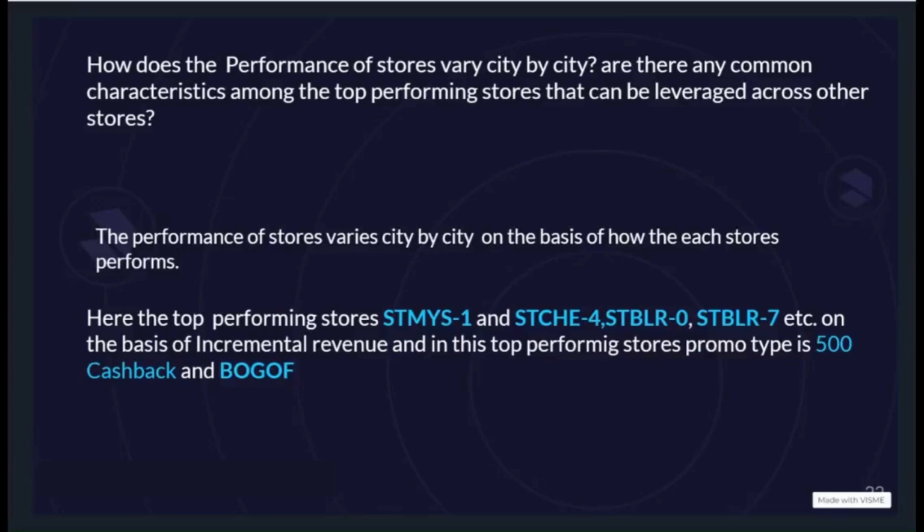Now the next question is, how does the performance of stores vary city by city? Are there any common characteristics among the top performing stores that can be leveraged across other stores? The performance of stores varies city by city, on the basis of how each store performs. Here, the top performing stores on the basis of incremental revenue are the store in Mysuru 1, the store in Chennai 4, the store in Bangalore 0, and so on. And in these top performing stores, the promo types of 500 cashback and BOGO are the best performers.